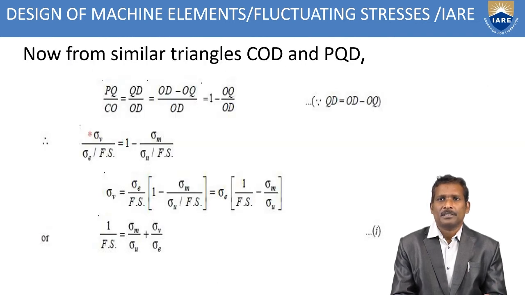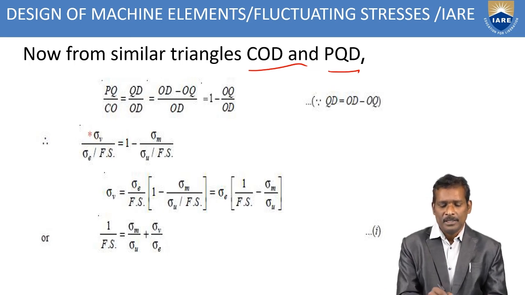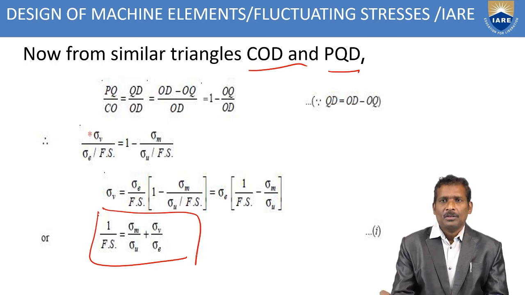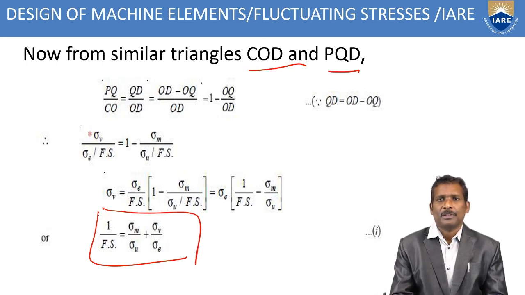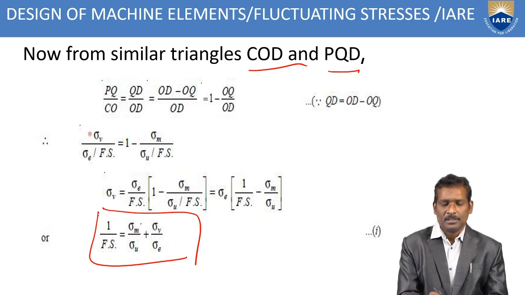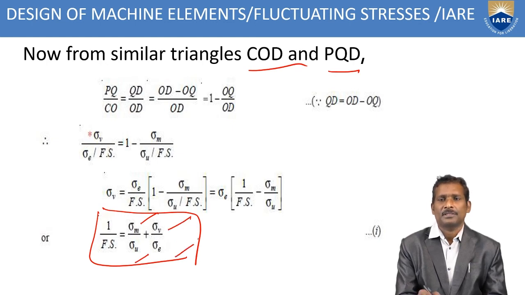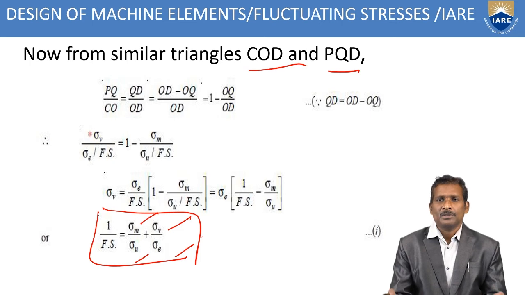Take similar triangles, as shown in the figure, COD and PQD. Write down the equation and finally you will get 1 by factor of safety is equal to sigma m by sigma u plus sigma v by sigma e. Here sigma m is the mean stress, sigma u is the ultimate stress, sigma v is the variable stress, and sigma e is the endurance limit value. By using this formula, we can calculate the variable stresses of a brittle material.